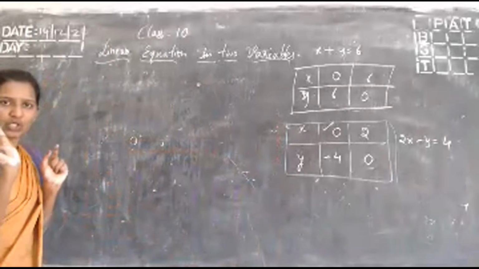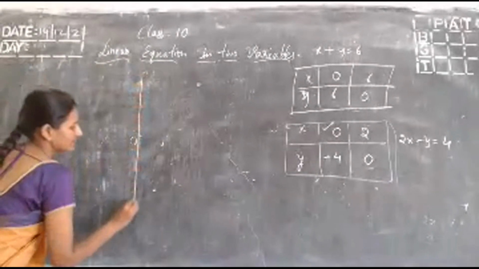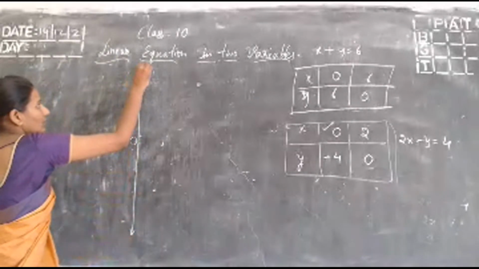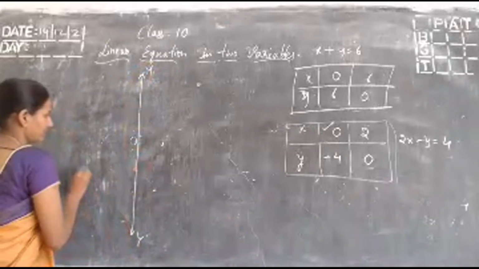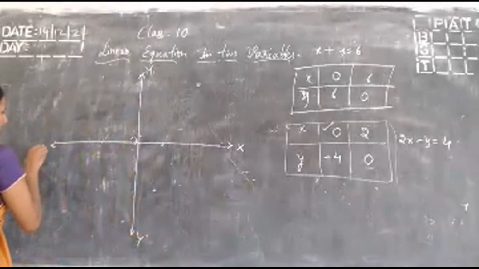Now we have to plot the graph, which everyone has studied in the previous class. See here. This is what? Y-axis. This is what? X-axis.